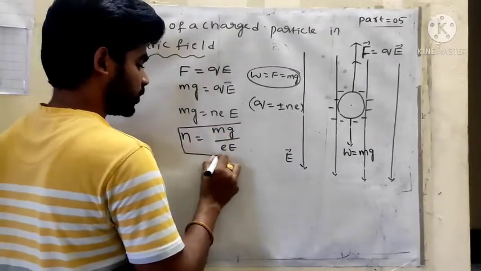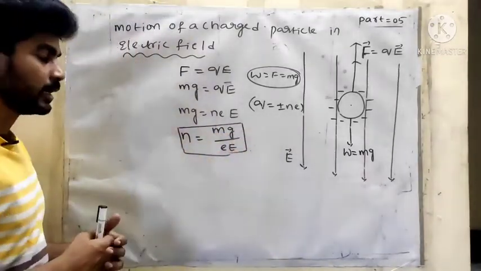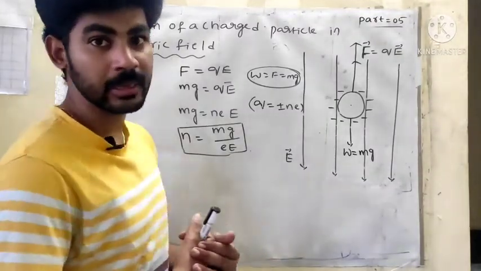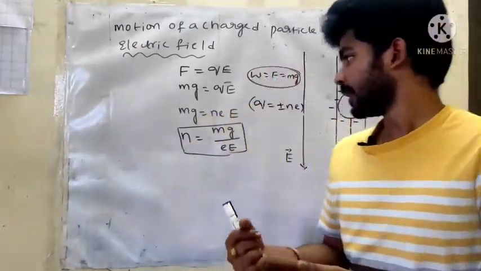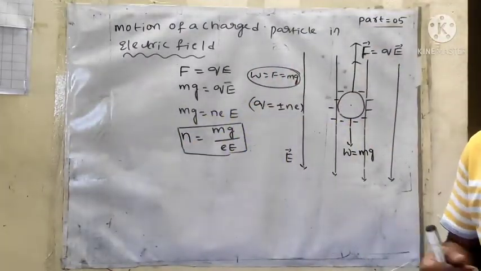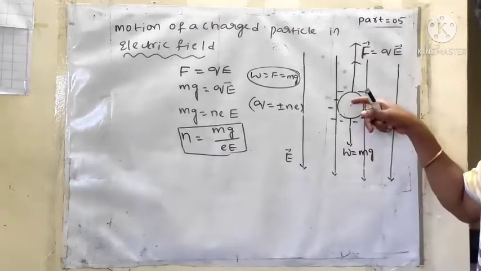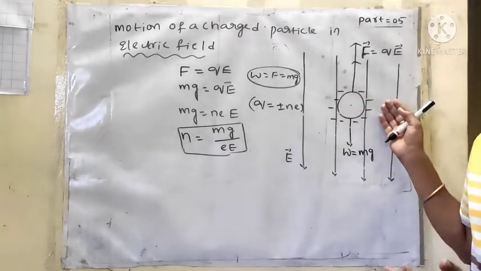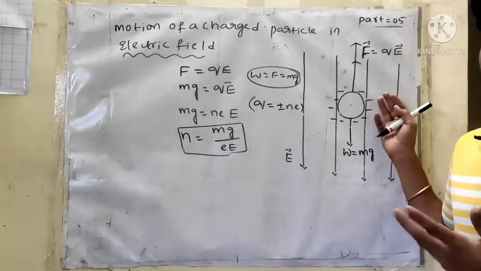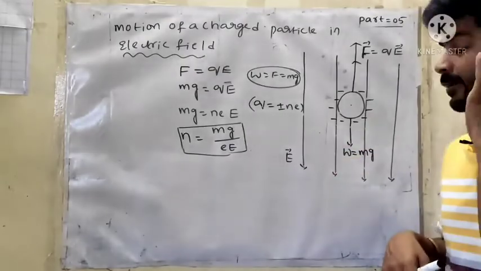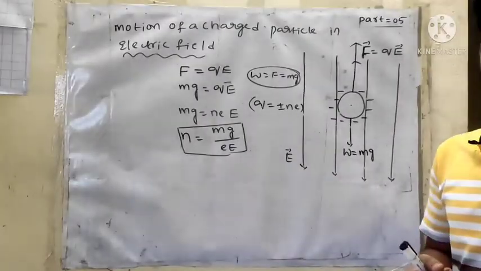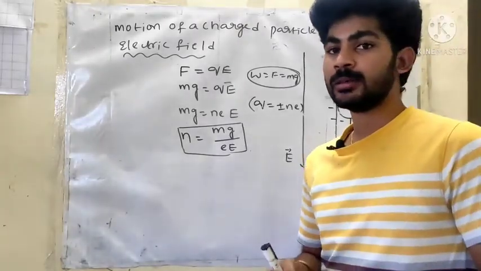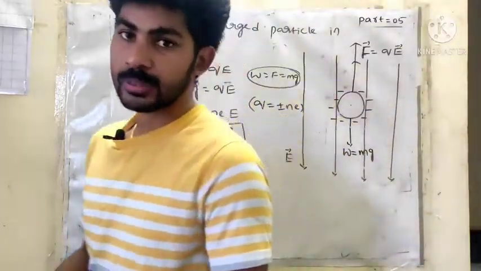Motion of a charged particle in an electric field: the number of charges formula is N = mg/eE. Take a screenshot. Next we are discussing kinematic applications. This charged particle is moving in a downward or upward direction, gains some velocity and kinetic energy, and because of that it has motion. We are discussing that condition. There are two kinds of possibilities. Please take a screenshot of this.